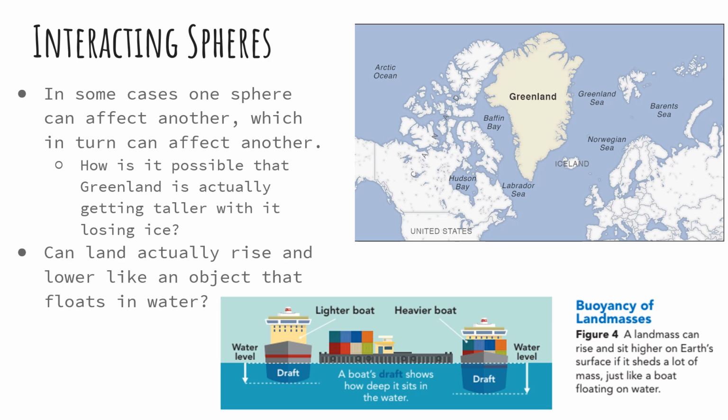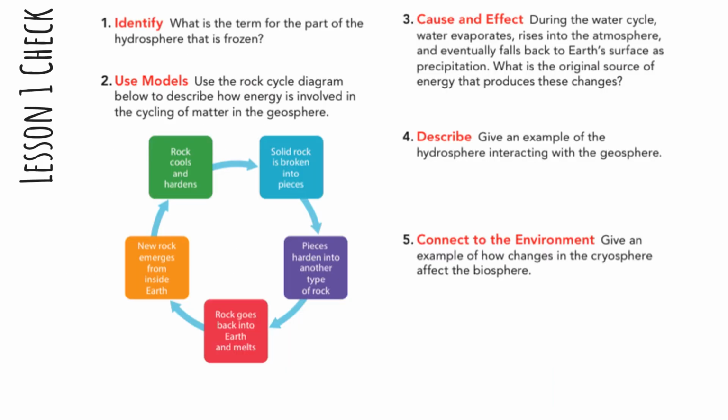So in this case, Greenland is losing ice, and the ice is what holds its mass. So if it's losing ice and losing mass, it is going to be able to sit up taller. It's going to float more, basically, is the philosophy there. All right, that comes to the end of lesson 1, which means it's time to do our lesson check. So here we're going to answer these questions.